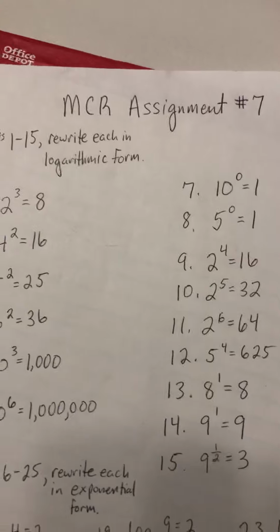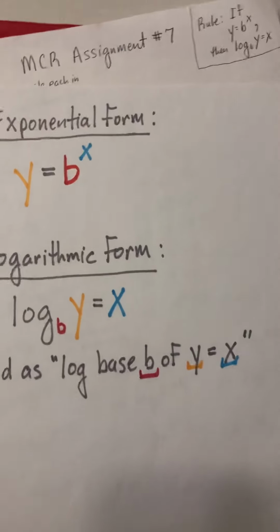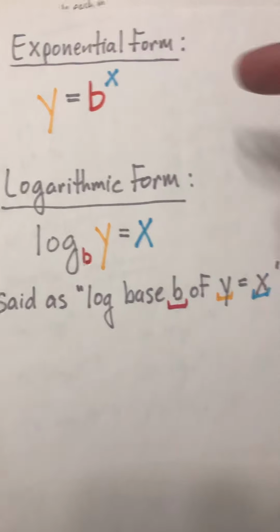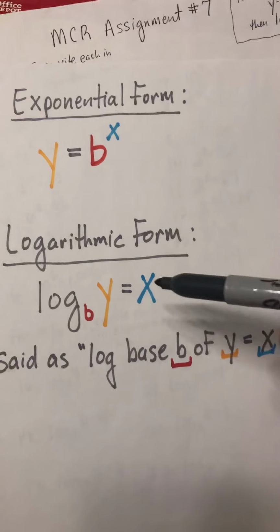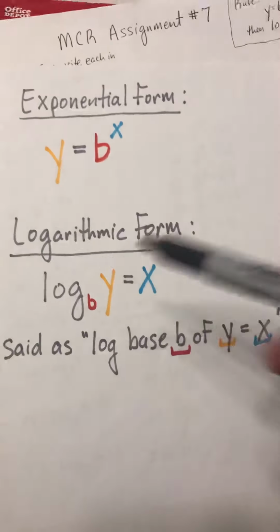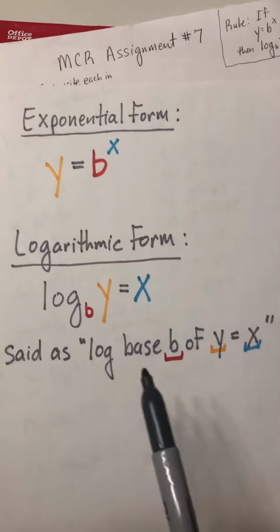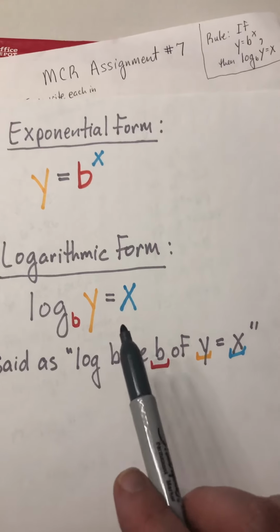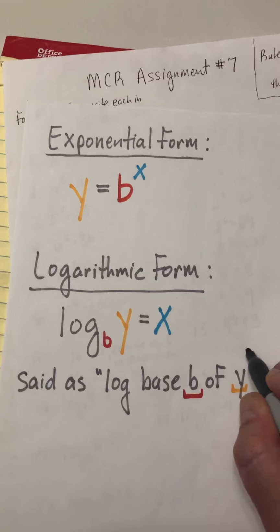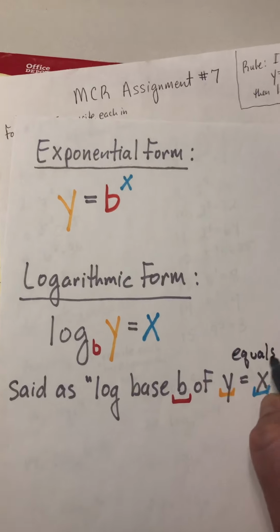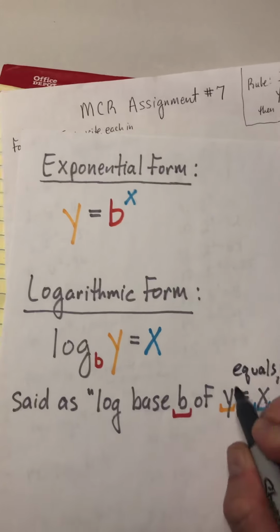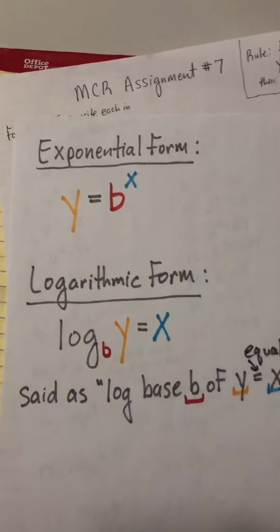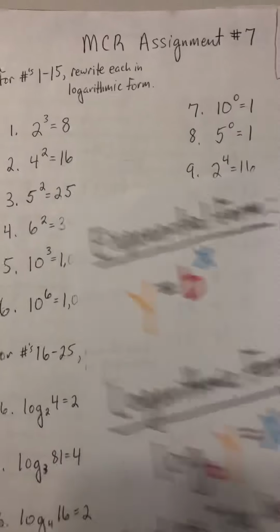Now, as a recap, remember, exponential form to logarithmic form. All you do is just copy the colored letters to numbers there. And it said as log base b of y is equal to x. And that should say equals 2. I just put an equal sign there instead. All right, let's take a look at assignment 7.